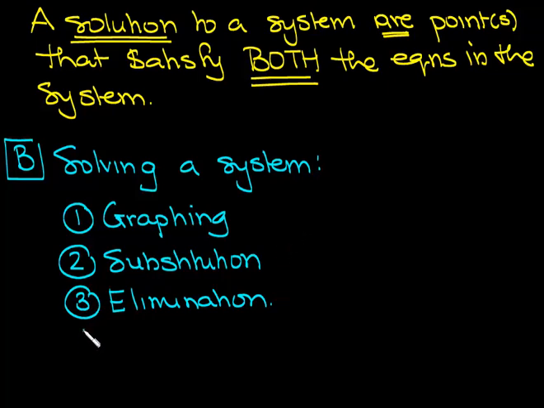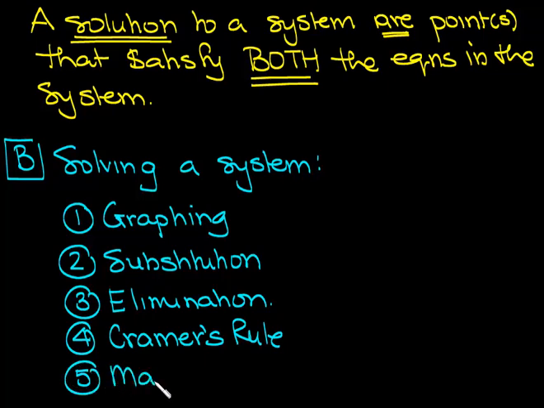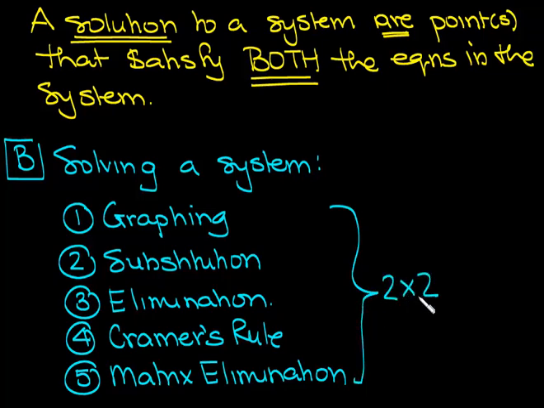Actually, there's one more, I'm sorry. Cramer's rule. And there's one more, matrix elimination. Now I can solve a 2x2 system using any of these methods. But I do want to stress this. The matrix elimination is mainly used for 3x3 and higher systems. So 4x4, 5x5, 6x6, and so on, where you have more unknowns and more equations. That's where matrix elimination is really good. But I can still use it to solve a 2x2.